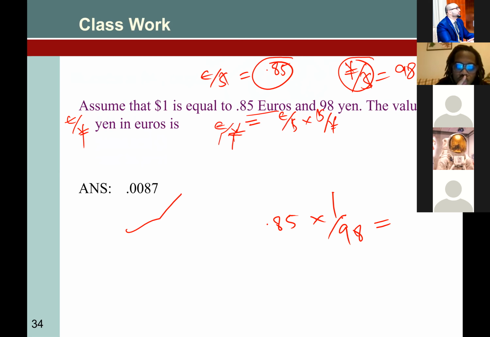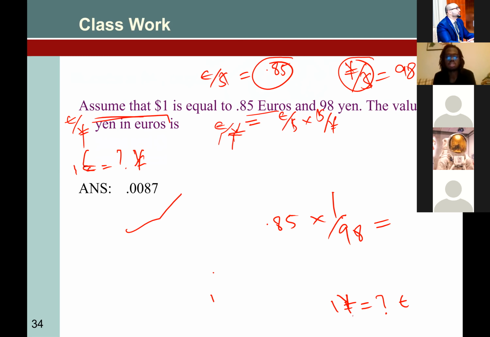If I wanted to do euro, so this is a good formula for euro and yen. That's what you say? No, we want to find out the value of yen. Value of yen, which means 1 yen is equal to how many euros? This we want to find out. Oh, you found out one euro is equal to how many yen? Oh, got it. Okay, so pay very close attention to what you are finding out.